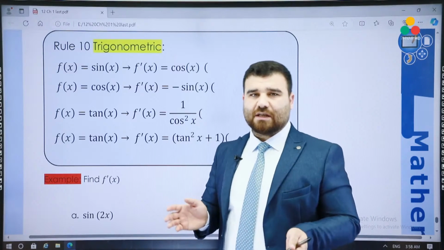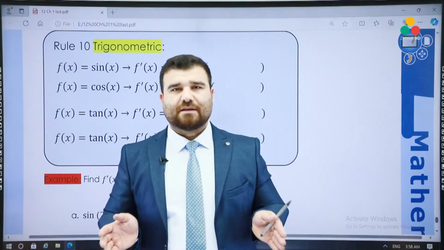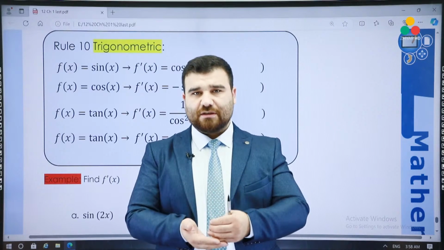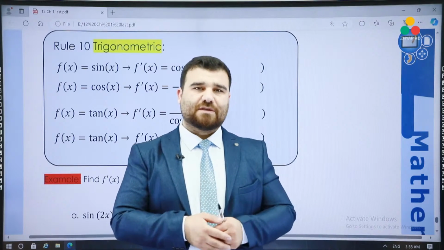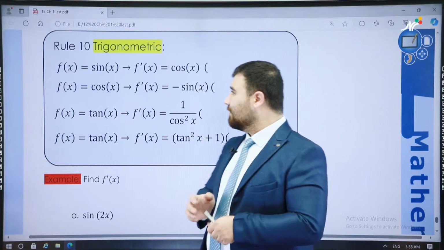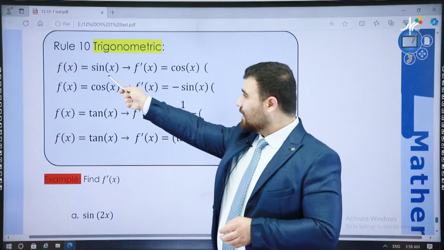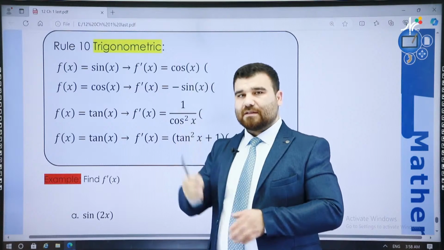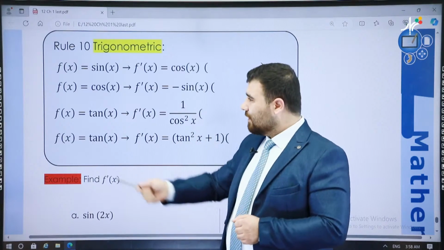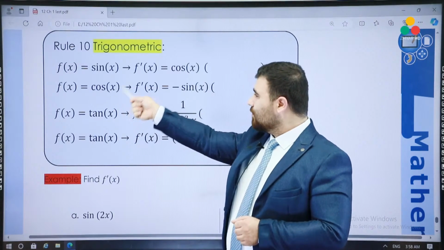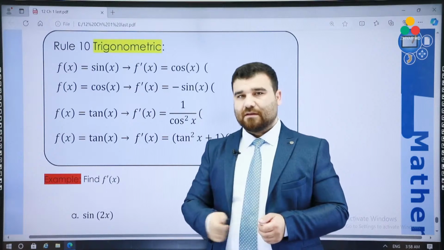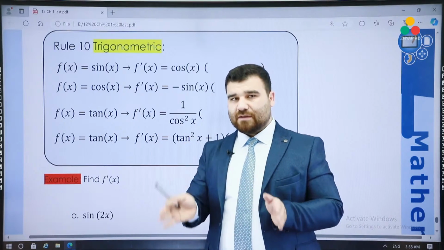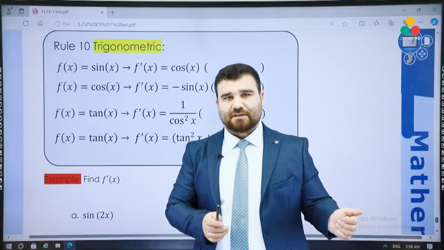So one general idea for all trigonometrics that always works is the derivative of the function times the derivative of the inside. By derivative of the function, I mean when we have sine, the derivative of sine is cosine, then times the derivative of the inside. When you have cosine, the derivative of cosine is negative sine. What's inside the sine or cosine stays the same. After that, times the derivative of the inside.